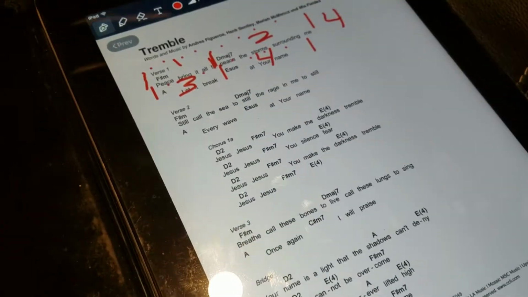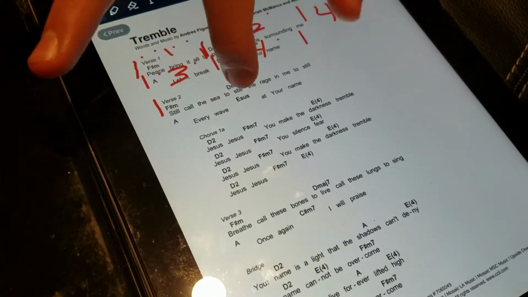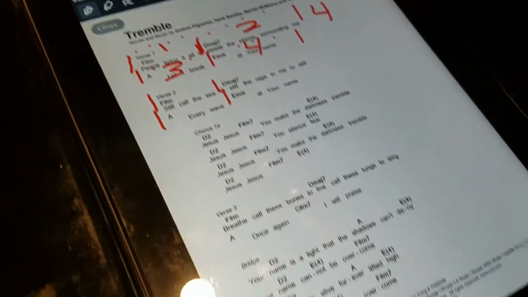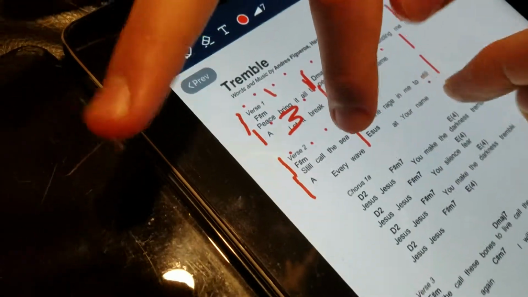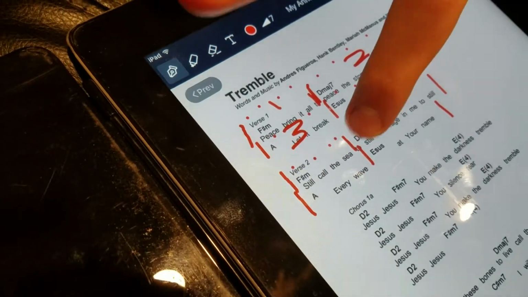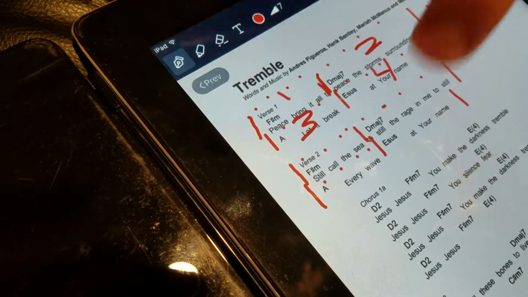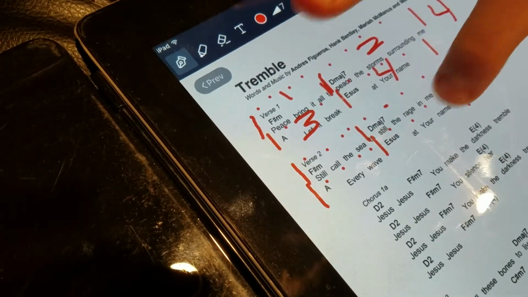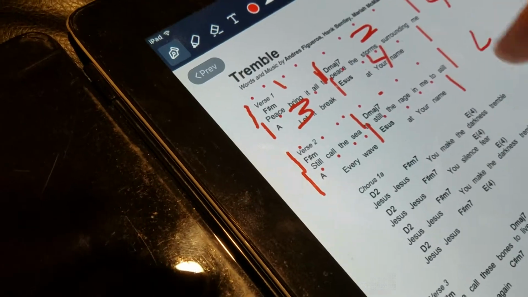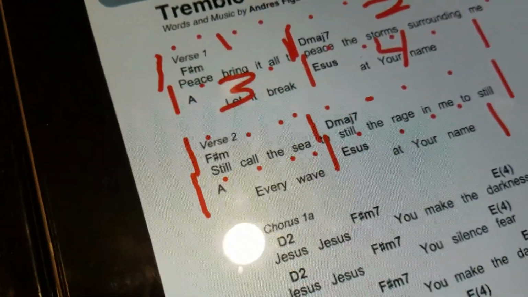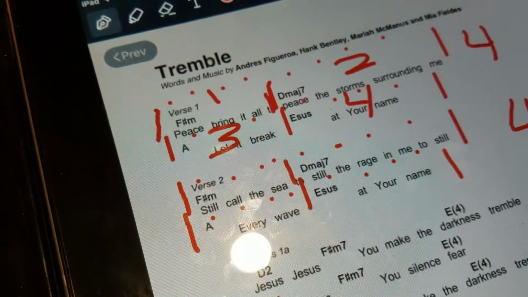Okay, so the second section of the song, let's go ahead and mark that out real quick. And these are the same exact chord changes as in that first section. So we're going to have, again, 4 bars with 4 beats in each one. And the changes go right on top of the beat, even though the lyrics don't go. So this can be tricky if you're trying to sing, because you see like that A every wave at your name.